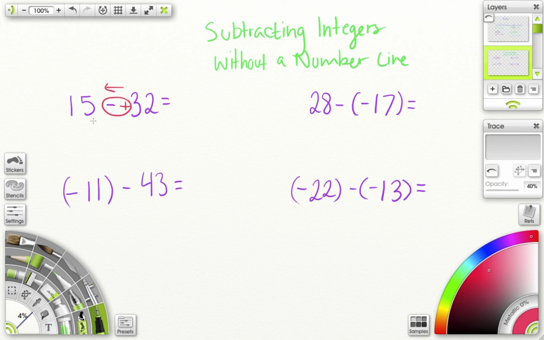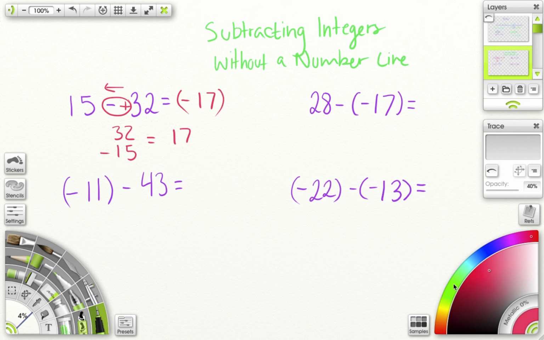What that means is I have to go 32 spaces to the left if I were on a number line. I'm going to cross over the 0. Easiest way to do it is take 32 minus 15. This gives us 17. However, remember, we crossed over that 0 line. We are to the left of the 0, meaning it has to be a negative integer, meaning it is negative 17.